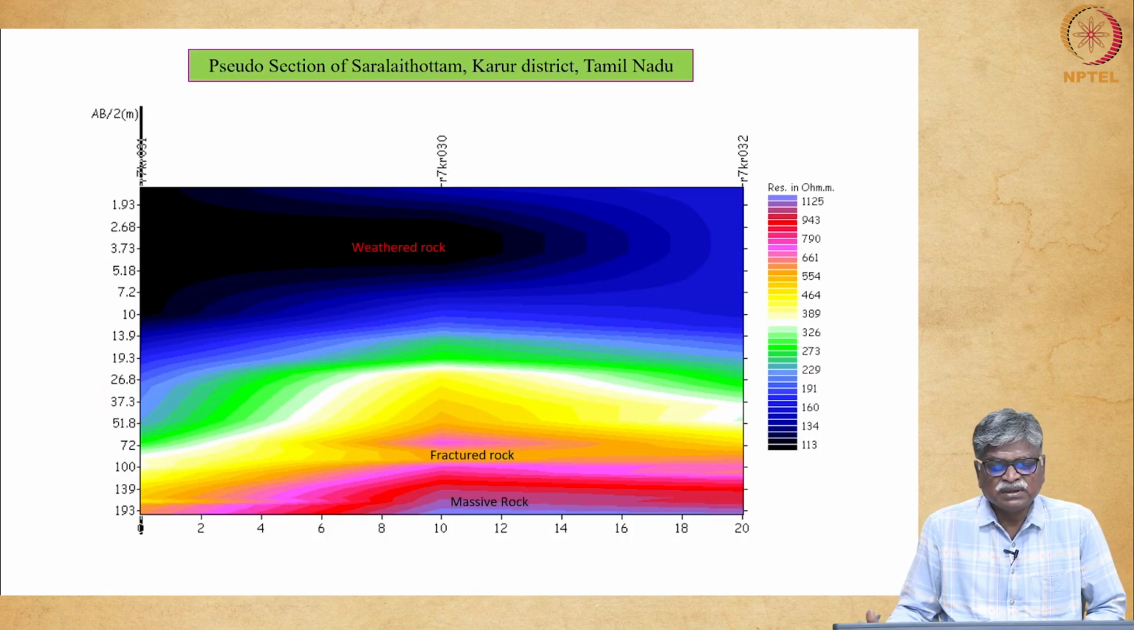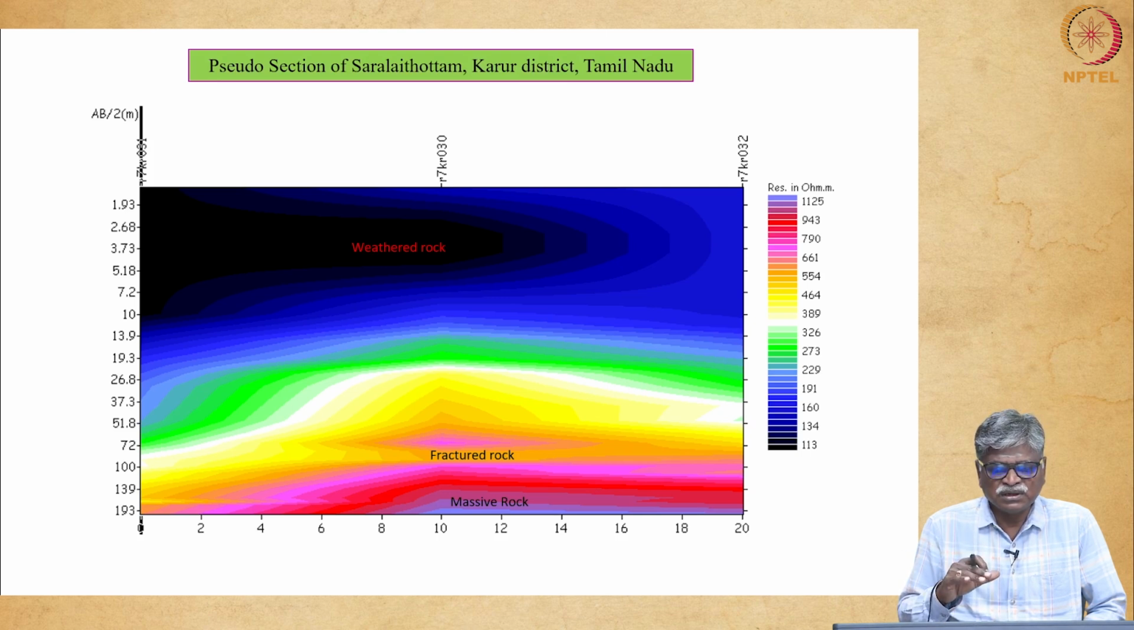After that, there is one interpretation I told you about, master curves interpretation, the curve matching techniques. That is A type, H type, Q type, K type. From that, using curve matching techniques, we can find out the first layer, second layer, third layer. That is one type of interpretation.